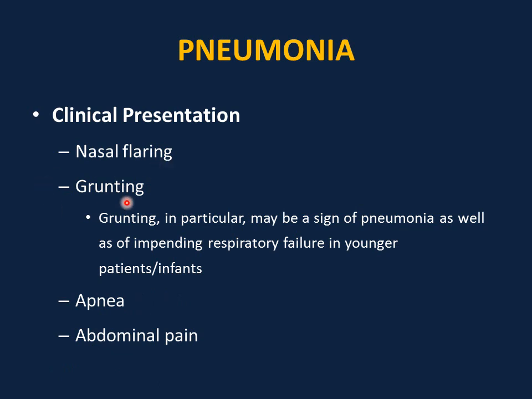Nasal flaring, grunting. Grunting is very important to keep in mind. It may be a sign of pneumonia as well as impending respiratory failure, as the child is trying to keep the lung open because of atelectasis. Apnea and abdominal pain, keep that also in your differential for abdominal pain.